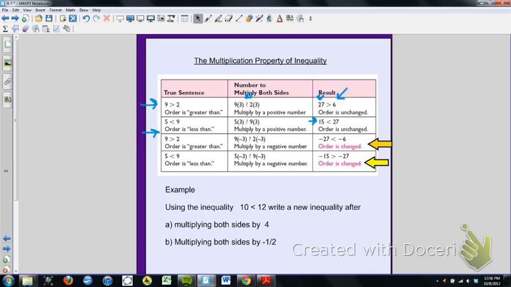Okay, but let's say you start with the order greater than. 9 is greater than 2, and I multiply both the 9 and the 2 by a negative number. This is important. The order is changed here because negative 27 is certainly less than negative 6. Same goes if you have a less than order. 5 is less than 9, and you multiply the 5 and the 9 by negative 3. The order is absolutely changed. The inequality flips around. Okay?